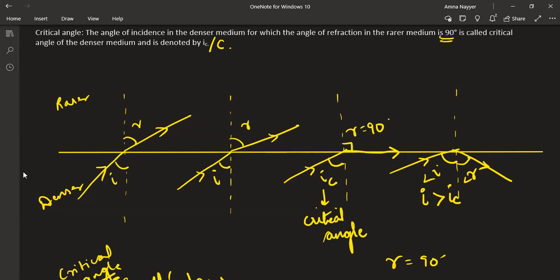Normally, when the ray is incident at this rarer-denser interface, the ray of light gets refracted. Then as the angle of incidence increases, the angle of refraction increases. Similarly, at a certain angle, the refracted ray makes an angle of 90 degrees with the normal. That is, the angle of refraction becomes 90 degrees. I hope I'm audible to all of you.